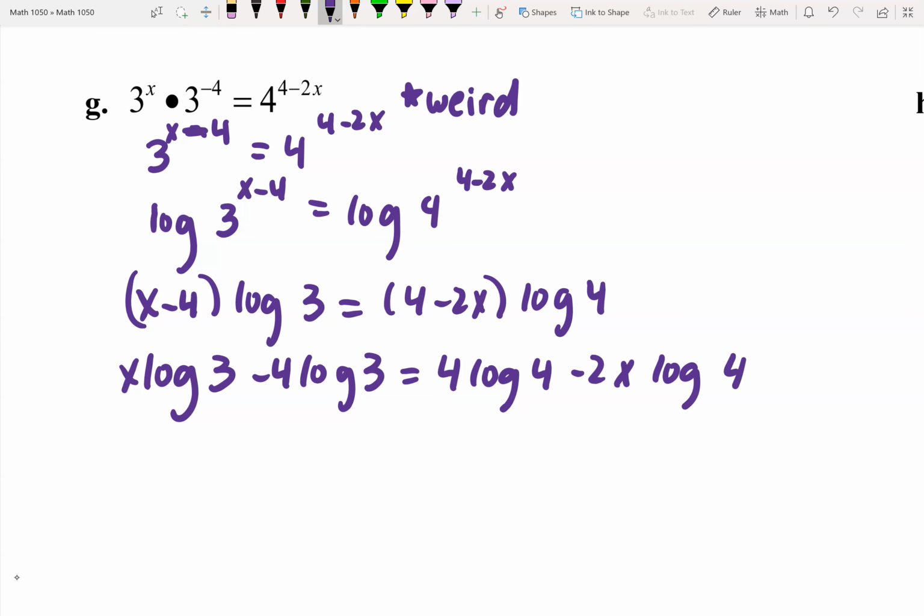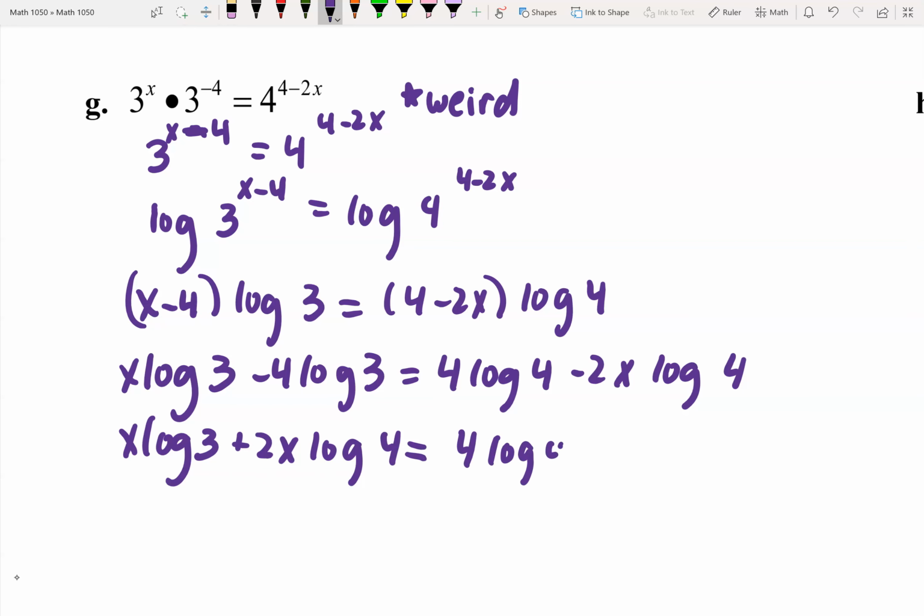What do I do right here? Take all the x's. Yep. X is on one side, non-x is on another. So this x log 3 is going to stay here. This negative 2x log 4 comes over and becomes a positive 2x log 4. This 4 log 4 is going to stay there. The negative 4 log 3 comes over and becomes a positive 4 log 3.